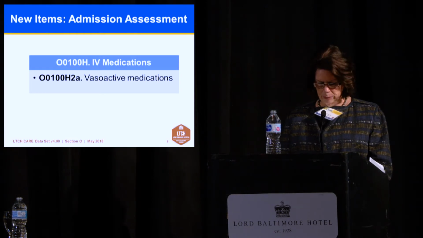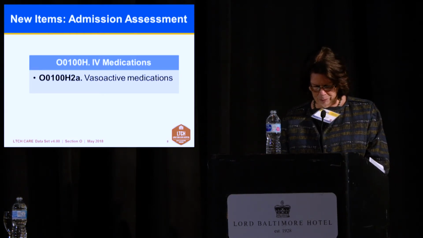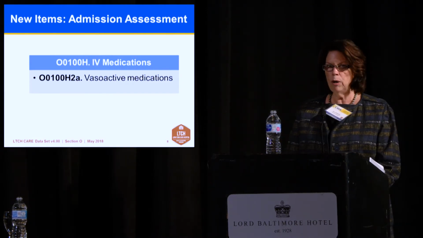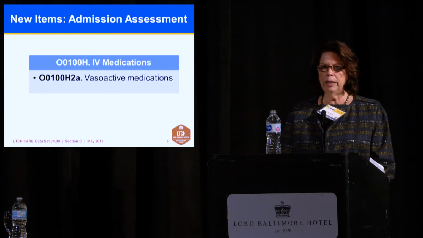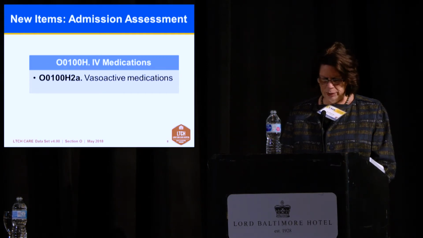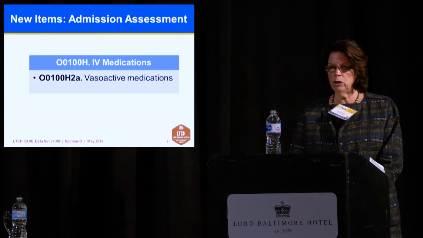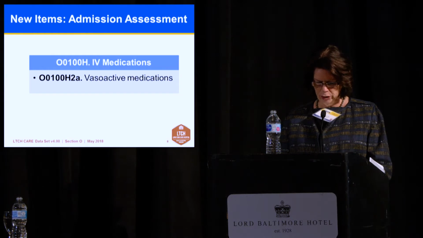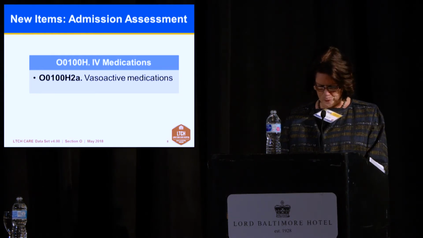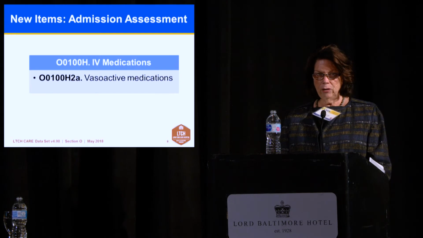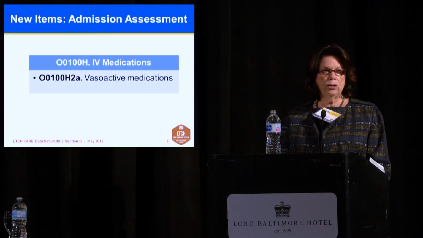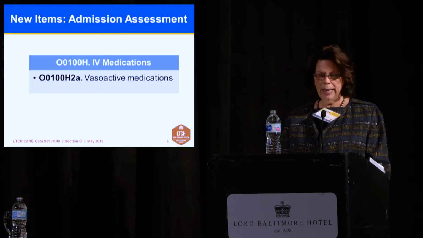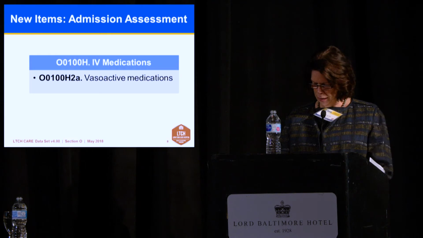So one of the new items is IV medications, vasoactive medications. And I'll go over this in more detail, but there are two data elements, with O0100H IV medications being the gateway question, if you will, or the gateway item, and then the more specific O0100H2A vasoactive medications. And the IV vasoactive medications was added to the data set because it is a risk adjuster for the ventilator liberation outcome measure, which we'll be talking about in a few minutes.